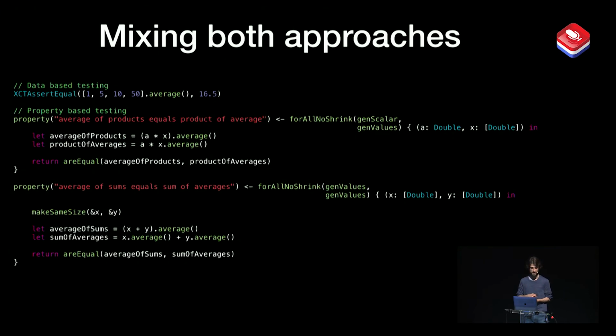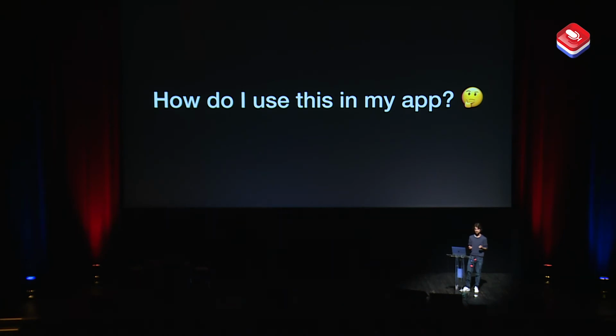And we could do the same thing. We know that the average of sums is equal to the sum of averages. We can do the exact same thing with property-based testing. So now, I think that some of you might be thinking, okay, this is nice, but this is low-level, mathematical stuff that I do not use in my daily life. How do I use this in my app when things are messy, when I do front-end, when I have weird business requirements? And it's a very good question.